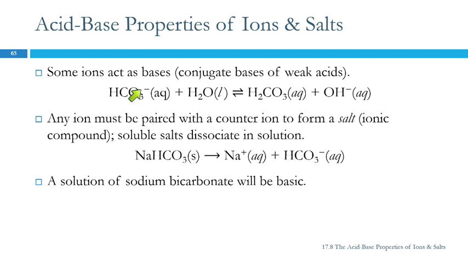If we have an ion like this, it can't just be by itself. You can't just have negative charges in a jar. There have to be an equal number of positive charges. You need a counter ion, so there's got to be a counter ion to form a salt. And salt is just a word chemists use to mean any ionic compound. So we could put sodium with that: sodium hydrogen carbonate. This is an ionic compound, a salt.